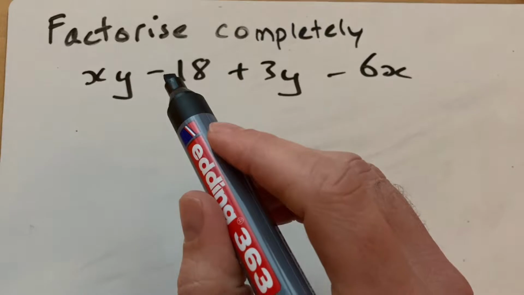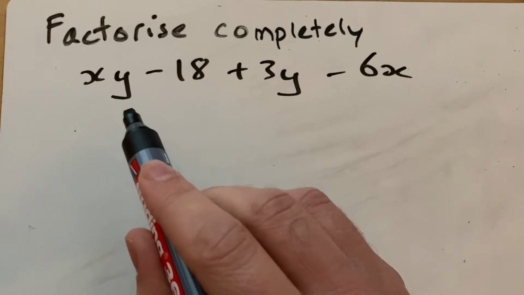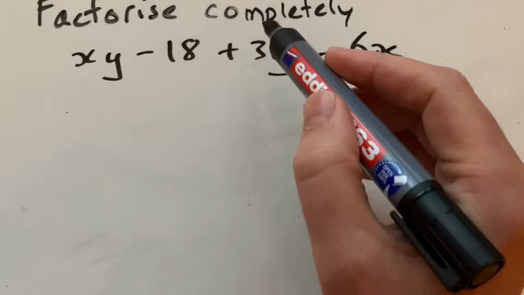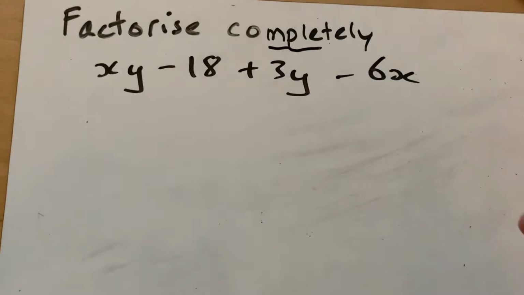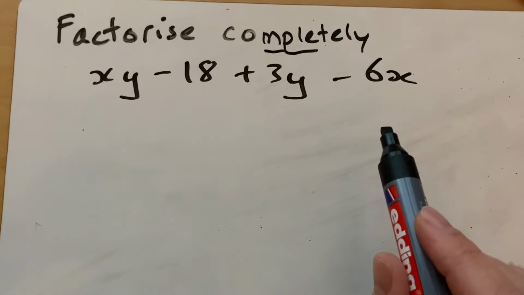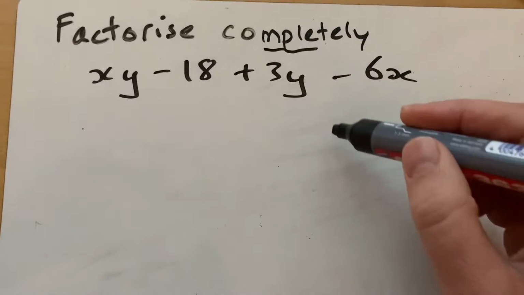In this case, I've been asked to factorize completely xy minus 18 plus 3y minus 6x, and the clue here is completely, meaning there's probably a second thing I need to look for. Now there's actually two ways I can do this, and I'll show both methods.